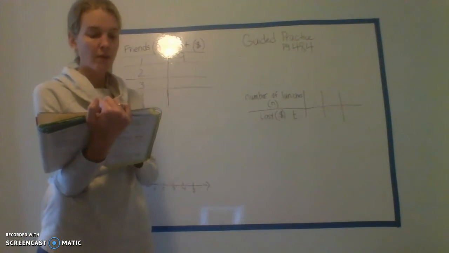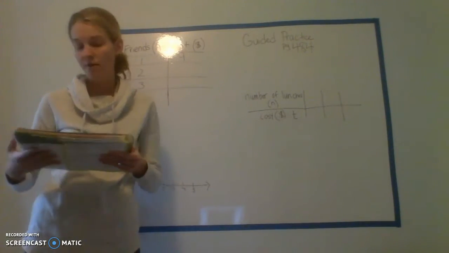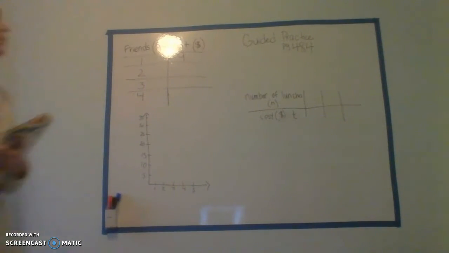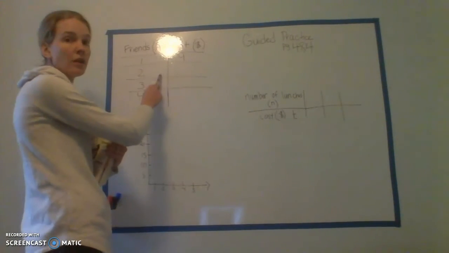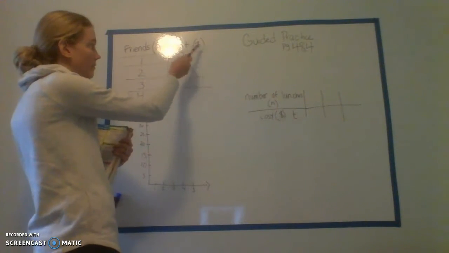It says a group of friends are going to a museum. Each friend must pay an admission price of $9. So each friend costs $9. So the table that is started for you looks like this. Friends, which is the letter n, and the cost is in dollars.